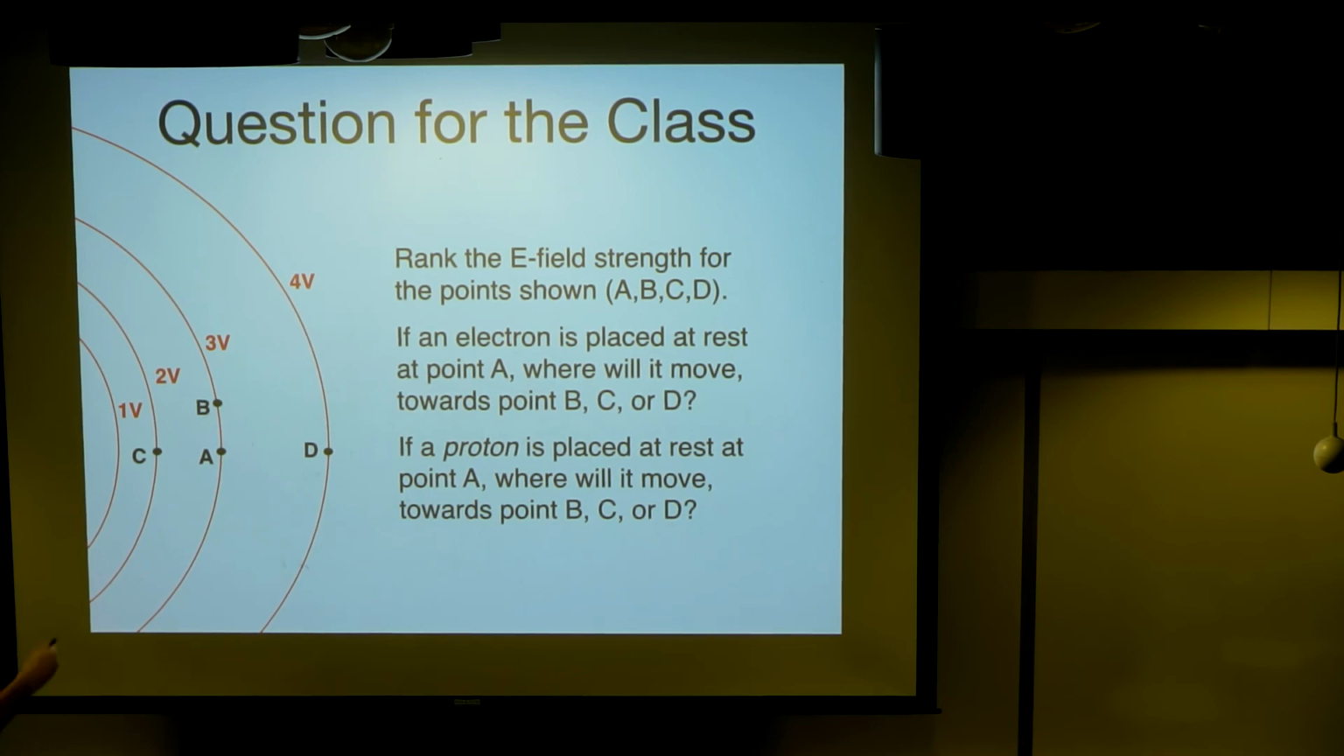Yeah, so pretty much the ranking goes as shown in the picture. Strongest here, probably equally strong between these two, and then the weakest over here. Does that make sense? And you can just determine that based on the spacing of those lines.